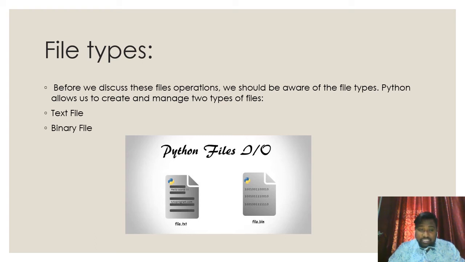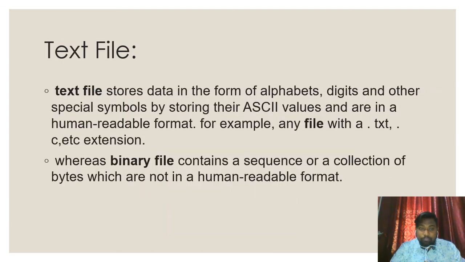File types. In the previous slides we have already discussed that there are two kinds of files, that is text file and binary file. So before we discuss these file operations, we should be aware of the file types. Python allows us to create and manage two types of files. One is text file and the second one is binary file. The text file contains a combination of alphabets with numbers, and the binary file produces the output as zeros and ones for computer understanding.